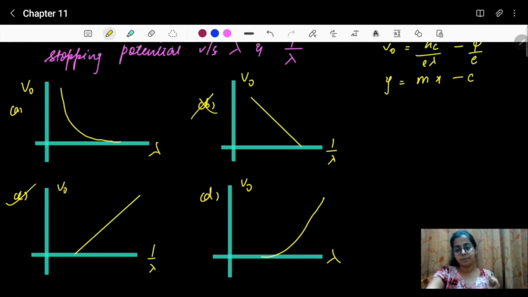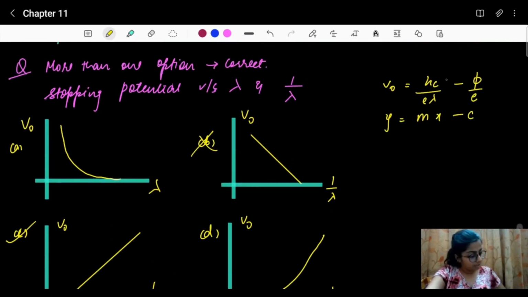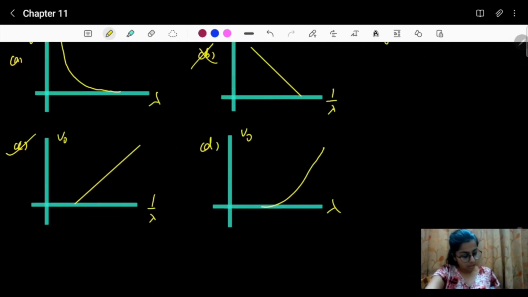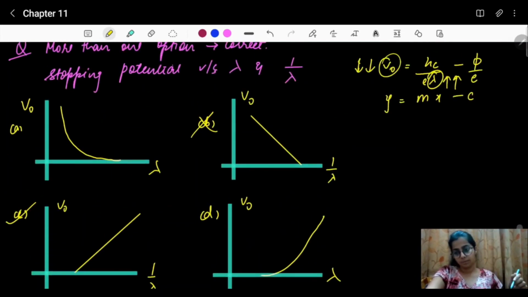Now comes A and D. Out of A and D, first of all we note that if we increase the lambda, then V0 will decrease. They are inversely proportional. So here the graph should be a falling graph. Out of A and D, you can see that for A the graph is falling. Also, it is the equation of V0 versus lambda. It is a rectangular hyperbola. That's why A is correct.